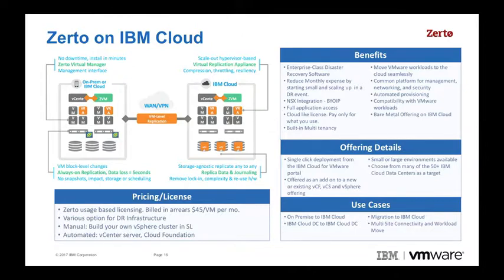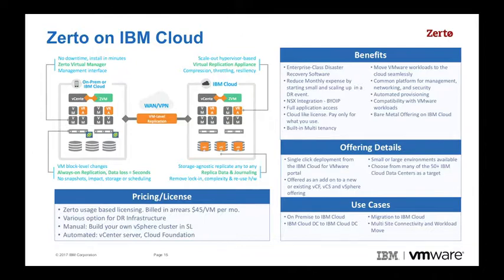So I'll talk about two different use cases here. End customer use case, you can essentially deploy a VMware stack, right? And deploy Zerto with that stack. So there's no cost for you to do that. It's $45 a VM is what we charge, and it's all usage-based. So as you start replicating your VMs, that's when you actually start paying.